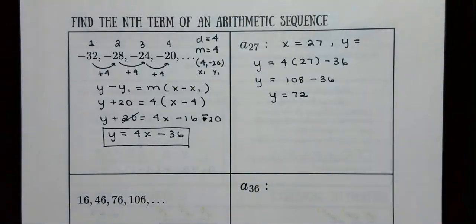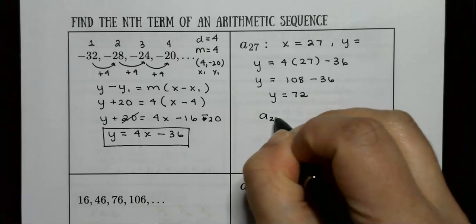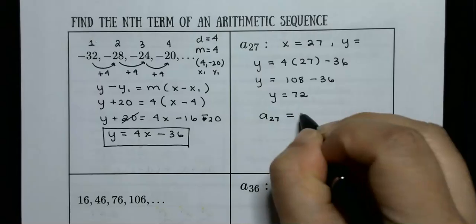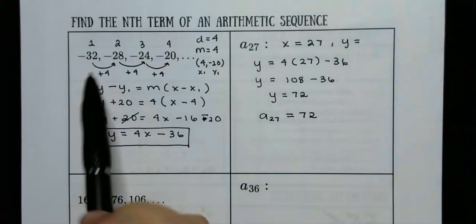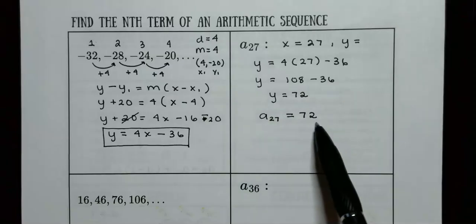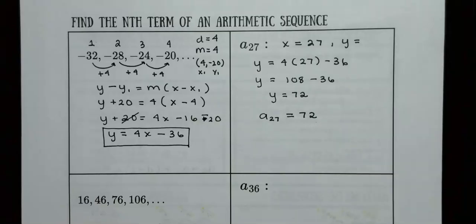So we now know that the 27th number in the sequence is going to be 72. So if I keep on adding 4 all the way to 27 times, the number would be 72. And that's it. So we're determining if it's arithmetic. We're writing the equation, and we're using the equation to find a very specific number. So let's do that a couple more times so you can kind of see the pattern.